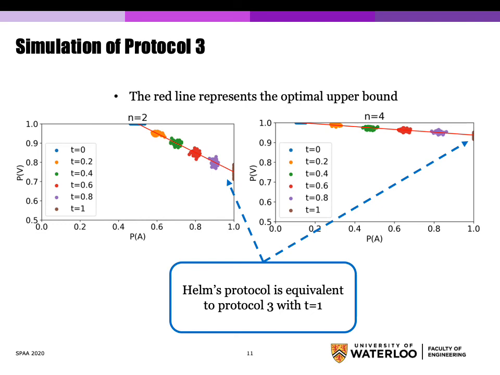We can observe that the point cloud for each value of t is scattered symmetrically about the optimal bound, which further validates the bound. Also note that HOLM's protocol will generate a similar point cloud as the case where t equals 1. The results also demonstrate an interesting behavior of the agreement versus validity trade-off. As n increases, the optimal trade-off converges to a horizontal line, PV equals 1. In other words, validity is almost guaranteed by random chance when many processes participate with inputs chosen independently at random.